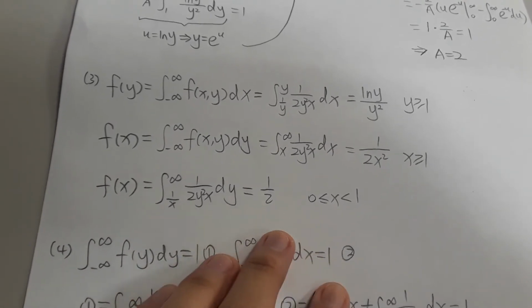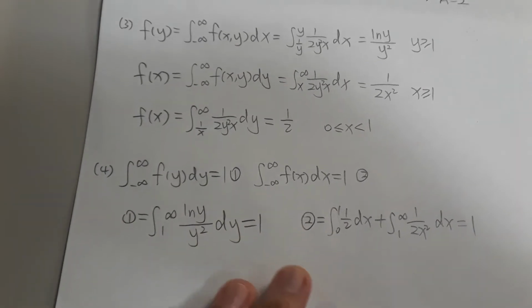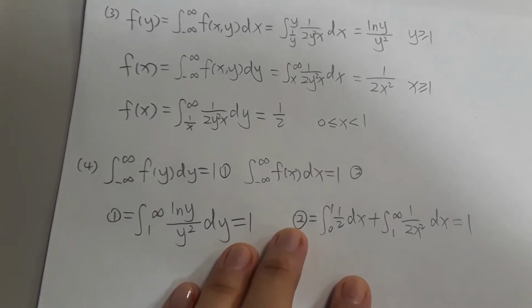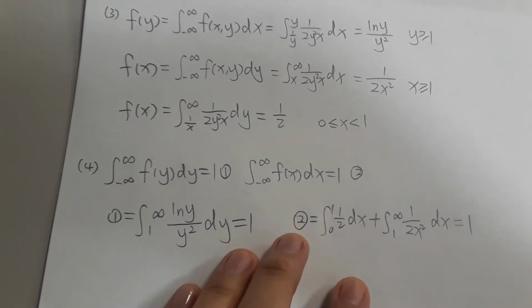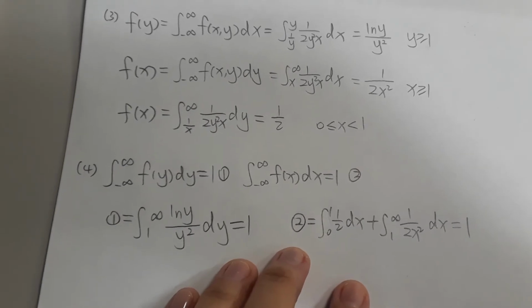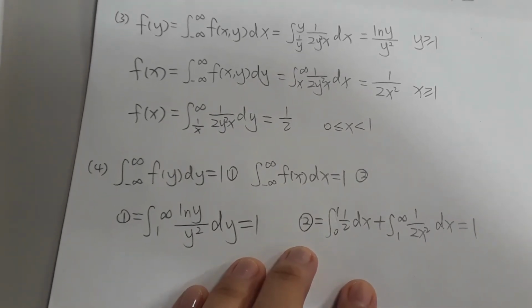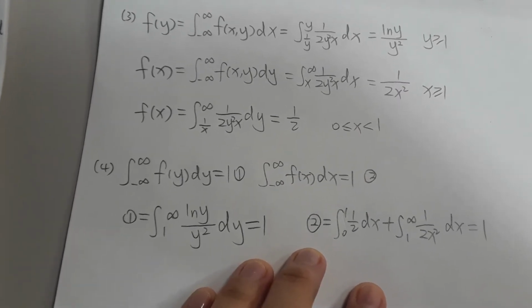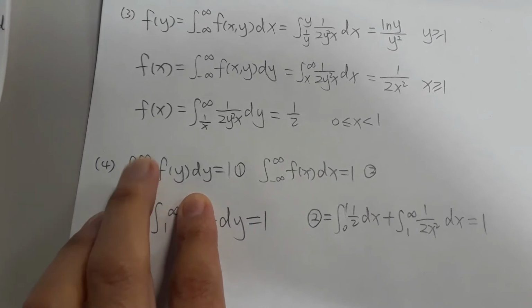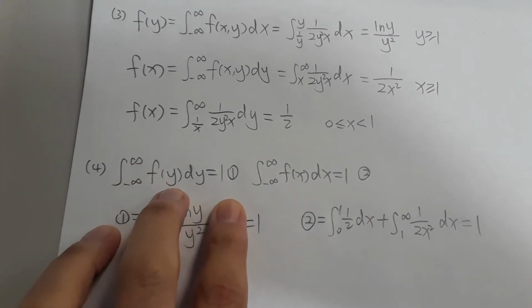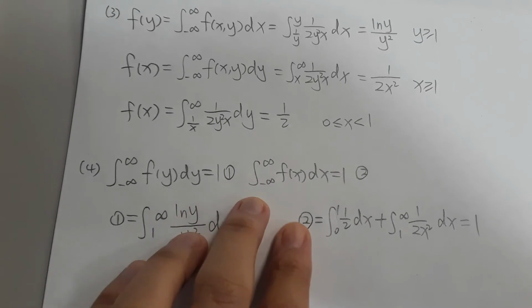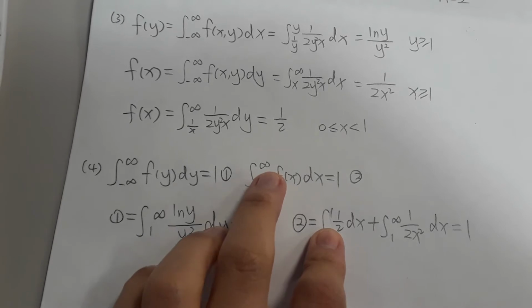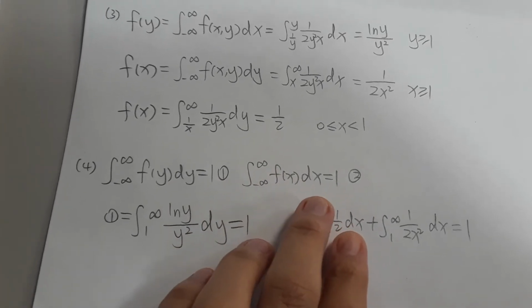Now we finish this part. Let's look at the last part of this question. We need to verify f(x) and f(y) are valid density functions. For this problem, we need to use the definition of validation. That is, the integral from minus infinity to infinity of f(y) dy equals 1. Similarly, the integral from minus infinity to infinity of f(x) dx should also be 1.